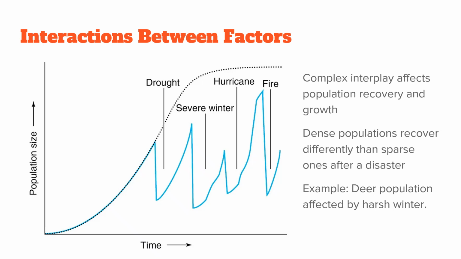Population regulation is rarely simple. Density-dependent and density-independent factors often interact. For example, a harsh winter may devastate a deer population, but the ability of the population to recover will depend on density-dependent factors like food competition and predation. This interplay creates complex population dynamics.